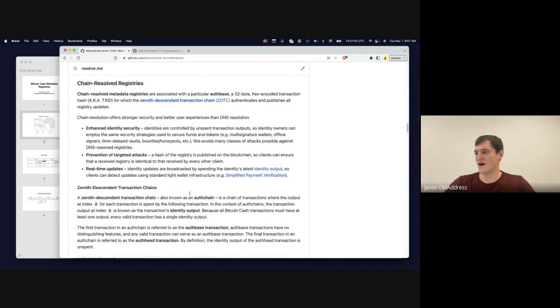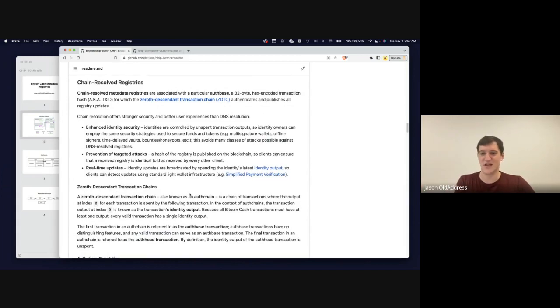So the auth base is a transaction ID. It can be any transaction in the entire history of the chain. There are no identifying features about it. There's nothing you have to do with it. It is just any transaction. And what's important is what happened with the very first output, the zeroth output of that transaction. If you start from any transaction ID in the history of the chain and you go to its zeroth output and you see where that was spent, and then you look at that transaction and its zeroth output and you see where that was spent, and you keep doing that until you find a zeroth output that is unspent, that is the auth chain, beginning with that first transaction.